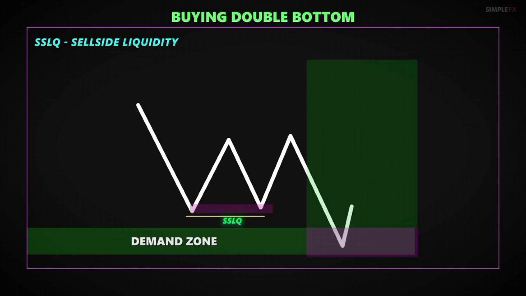Then, once that liquidity is collected, price reverses and moves higher. And that's the actual entry point smart money prefers. Not when it looks safe, but right after the liquidity grab.